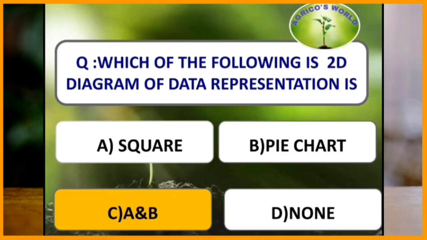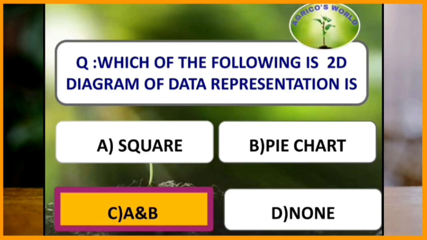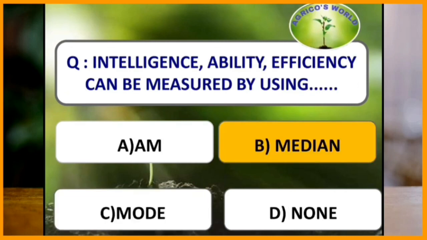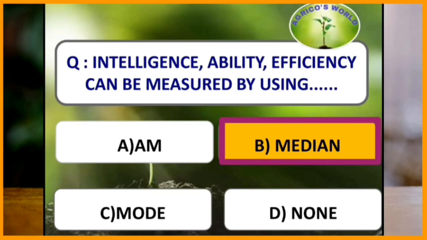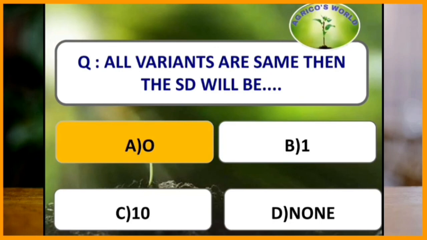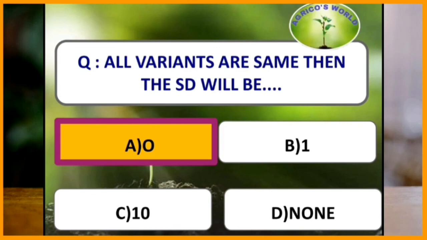Which of the following is 2D diagram of data representation? Square and pie chart is the 2D diagram of data representation. Intelligence, ability, efficiency can be measured by using which of the following? Intelligence, ability and efficiency are measured by using the median. If all the variants are same, then the standard deviation will be? If all the variants are same, the standard deviation will be 0.